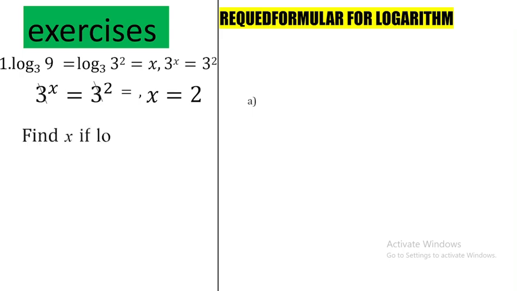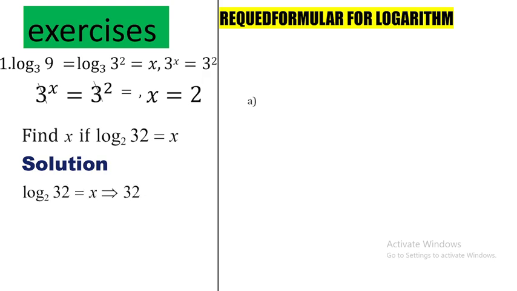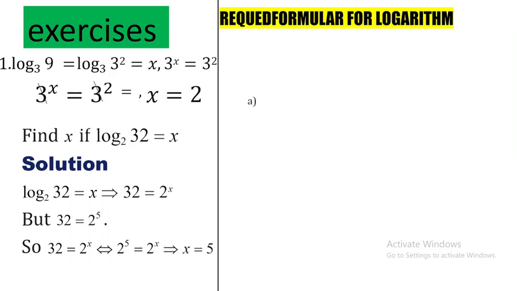And then let's continue to find x if log of 32 will be equal to x. The solution will be log of 32 in base 2, which will be equal to x, and 32 will be equal to 2 power x. But 32 is equal to 2 power 5, and you get 2 power 5, which will be equal to 2 power x, and x will be equal to 5. Let's continue to see the basic rules used in logarithm.